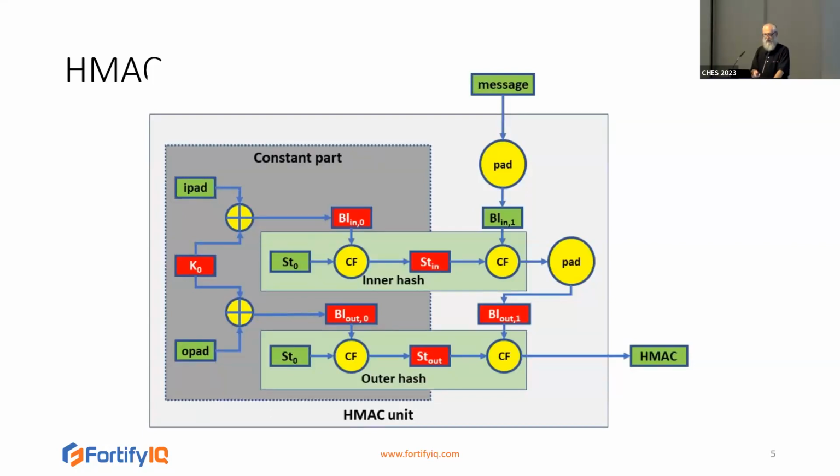Let me explain the technical part. This slide shows a single round of the SHA-2 compression function. I won't go into the details of the functions. HMAC uses a hash function twice, once for the inner hash and once for the outer hash. CF stands for the compression function. What is important is that the first block in both the inner hash and the outer hash depends only on the key, but not on the message.